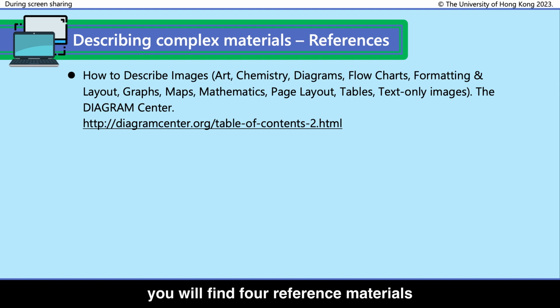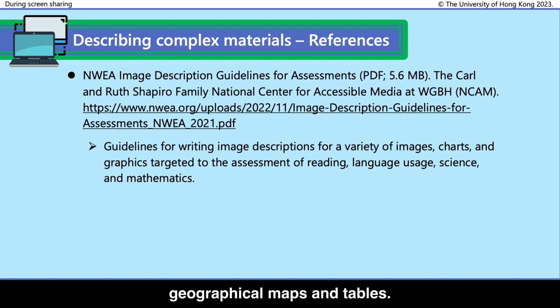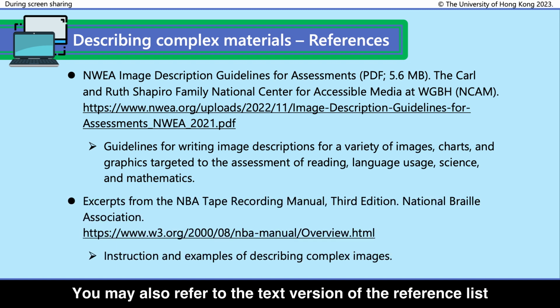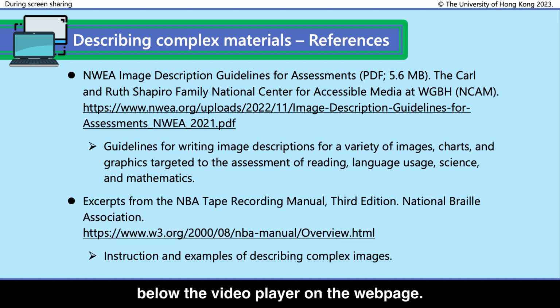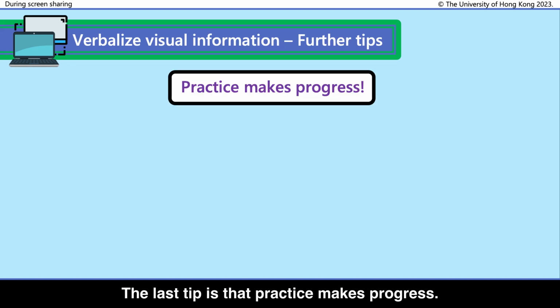On the screen now, you will find 4 reference materials about how to describe complex images, such as those related to art, chemistry, mathematics, flowcharts, geographical maps, and tables. You may also refer to the text version of the reference list below the video player on the webpage. The last tip is that practice makes progress.